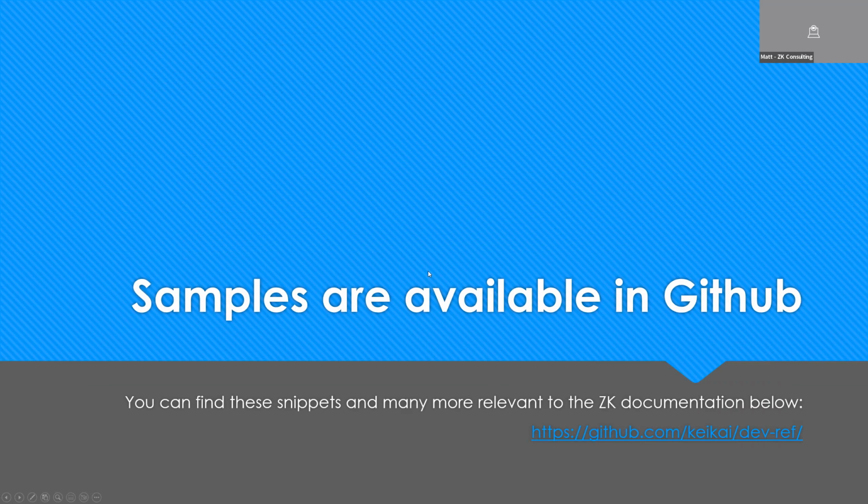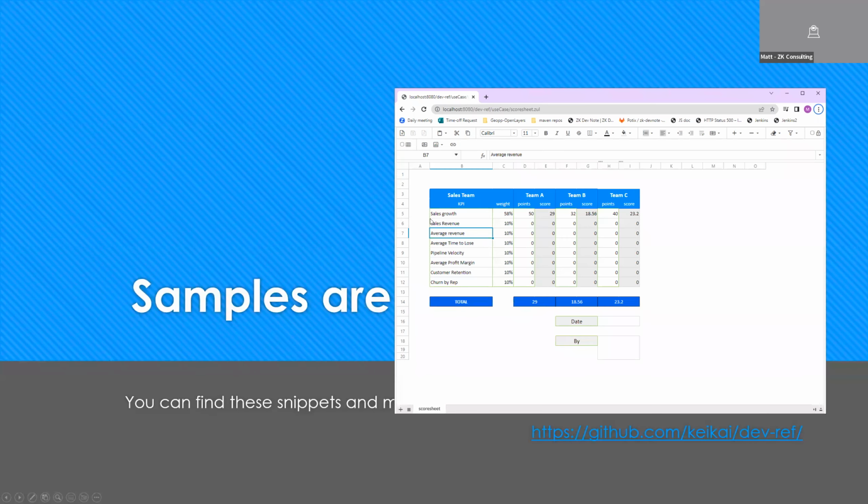Samples for this training are available on GitHub. They are available in the Keikai DevRef project. You will have these slides at the end of the presentation when we make the training public. So feel free to visit this project and run it locally if you want to try and play with the samples that I've been presenting today.